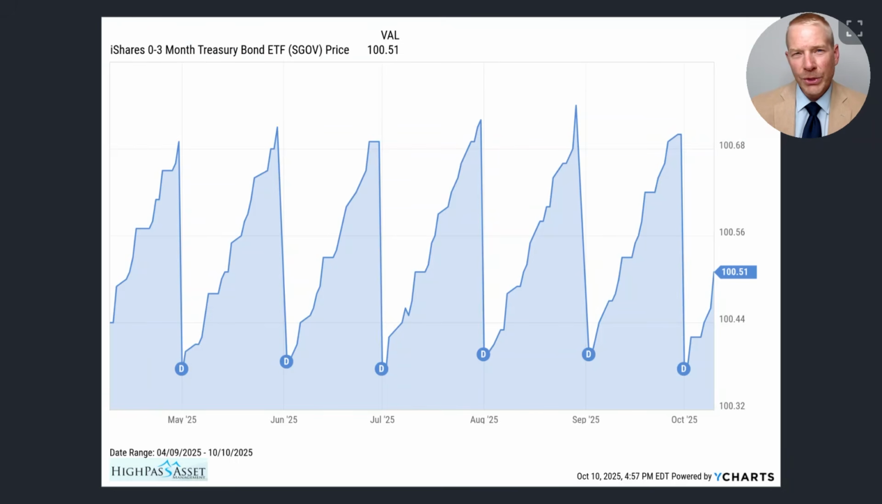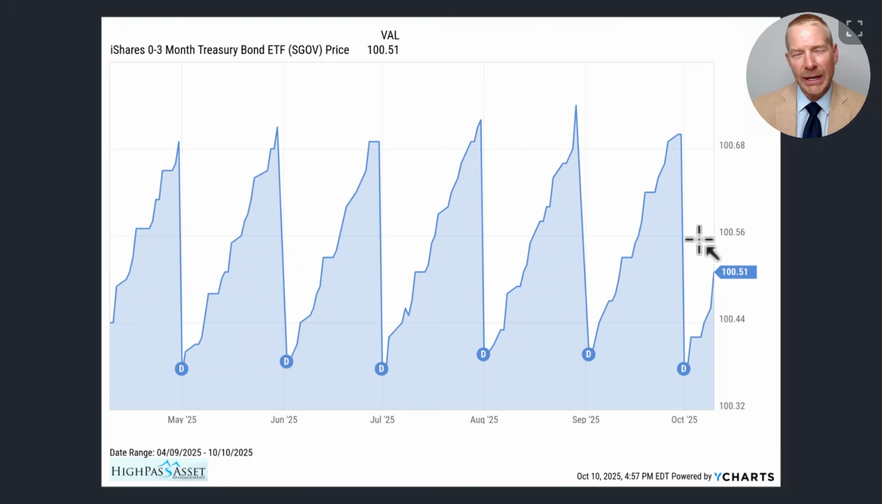This chart shows us the last 6 months for SGOV pricing. If you are new to investing in an ETF like SGOV and you've historically used money market mutual funds, this price movement may catch you off guard. So I want to show you what influences this price movement and what you can expect going forward.